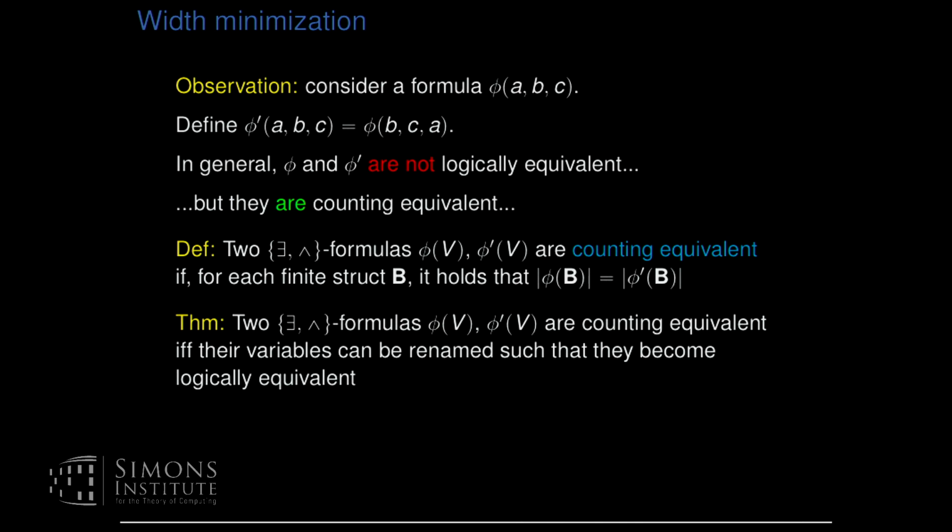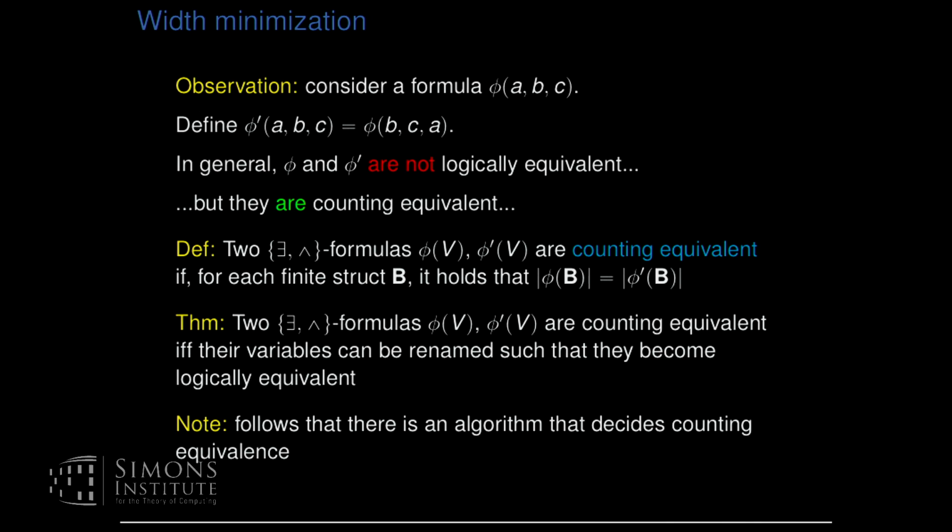So we're able to exactly characterize counting equivalence in primitive positive logic, so without disjunction, just conjunction and existential quantification. And essentially what we prove is that this renaming of variables and logical equivalence are the only possible phenomena behind counting equivalence. And this characterization, in fact, implies that it's computable to decide if two primitive positive formulas are counting equivalent.